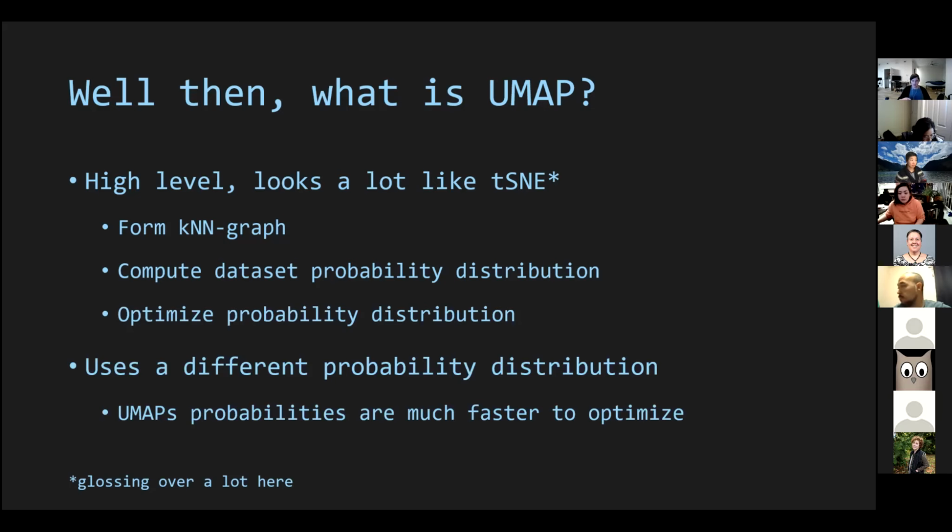However, the mathematical theory behind it is a lot more complex. tSNE does quite a bit of hand waving. UMAP does a lot less. And part of that is that it gets out a probability distribution that, A, makes sense, and B, is much faster to compute, much faster to optimize in the lower dimensional layout.